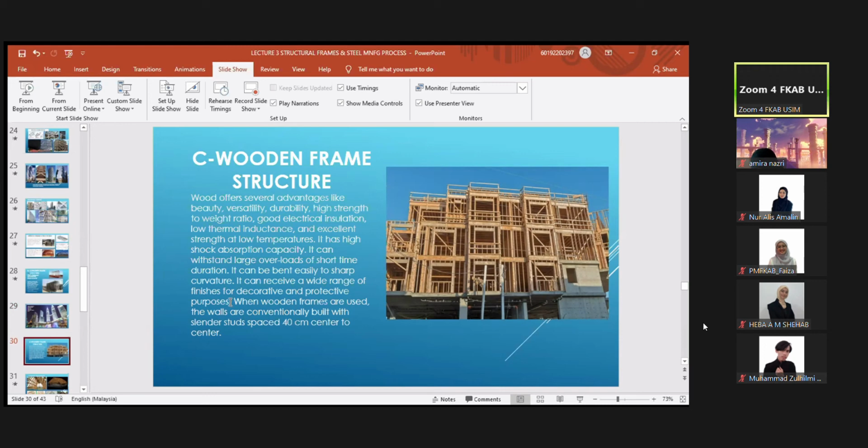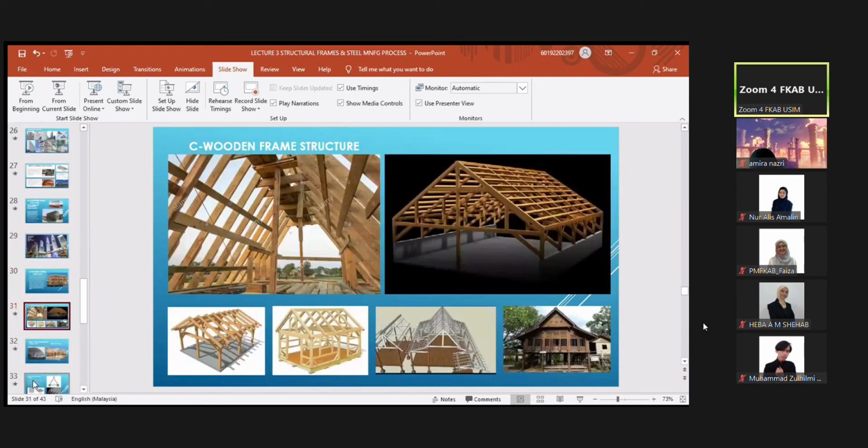When wooden frames are used, the walls are continually built with slender stud spacing, depending on the spacing. Let's see what kind of sample of wood frame structure. For example, we have the A-frame house here. You can use the space in the A-frame. These are all structure, and this is not the balloon structure that I will mention later.